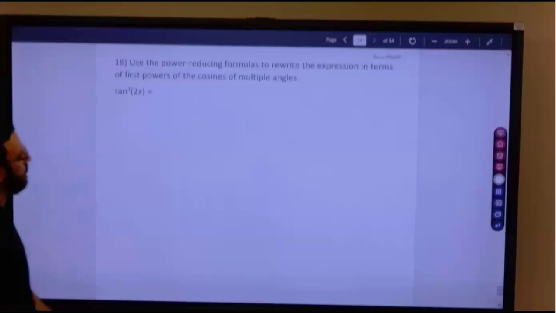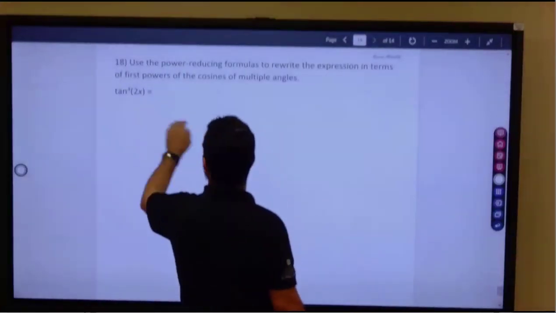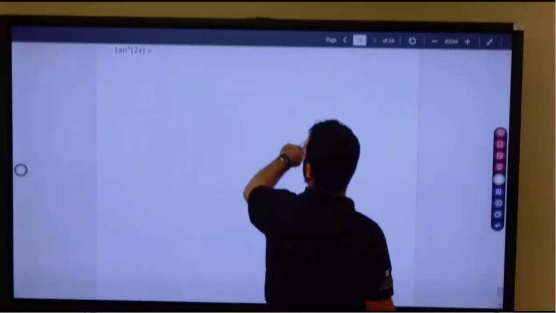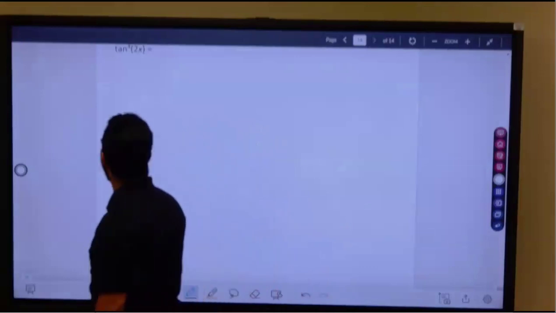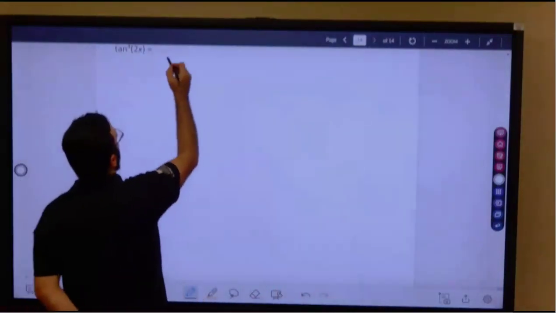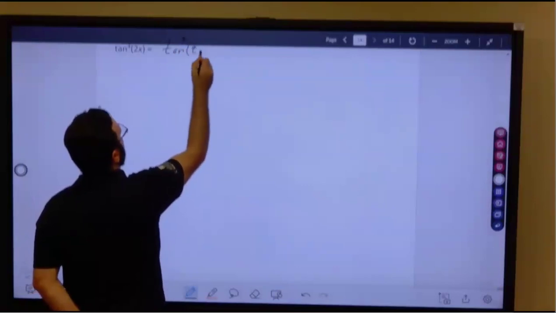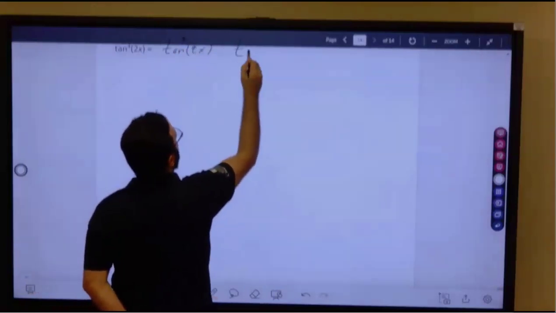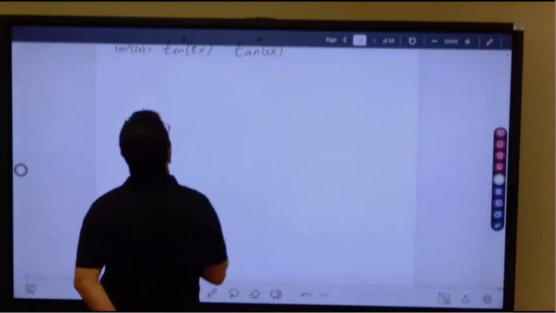Example 18. We need to find tangent to the power 4 of 2x. So let's check how we're going to solve this one. The formula using tangent to the power 4: it's tangent squared of 2x times tangent squared of 2x.